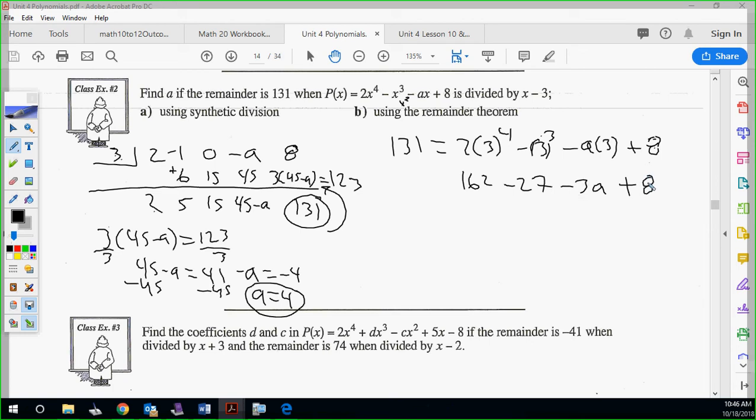Now let's move all those numbers away from the a. So let's see here. 162 minus 27 is what? That's 135, plus 8, so 143. And then we're going to subtract the 143.